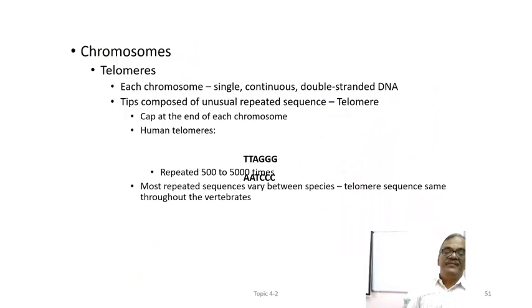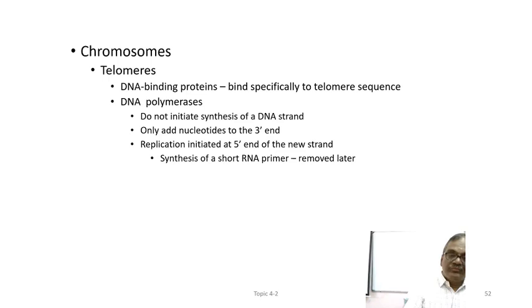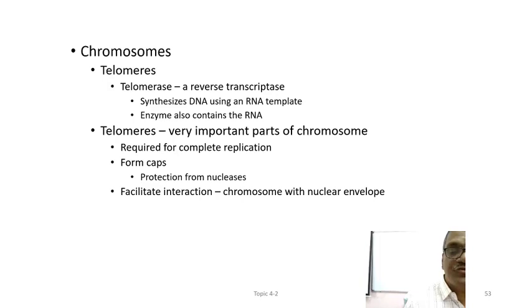Then the chromosomes, the telomeres. Each chromosome is a single continuous double stranded DNA. The tips are with the telomere, and the human telomere, you know, is TTAGGG, repeated 500 to 5000 times in the telomeric end. The DNA binding proteins and DNA polymerases are also present, and the telomeres have the reverse transcriptase enzyme, so that they are able to convert RNA into DNA. The telomeres are very important because complete replication is possible because of them, and they form caps that protect from nucleases, otherwise the length will be reduced. They also facilitate the interaction; the chromosome is very complex.